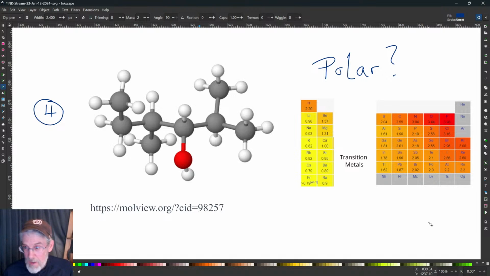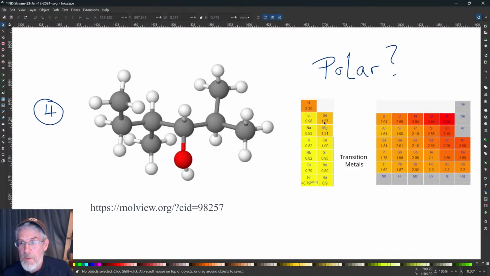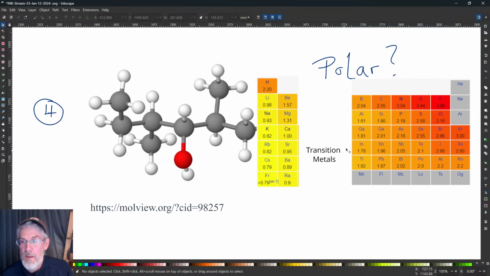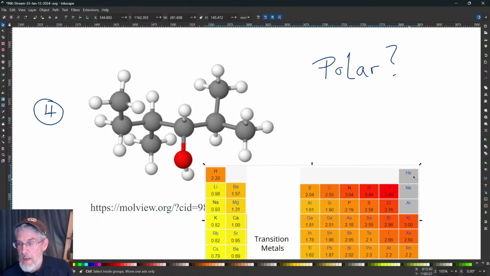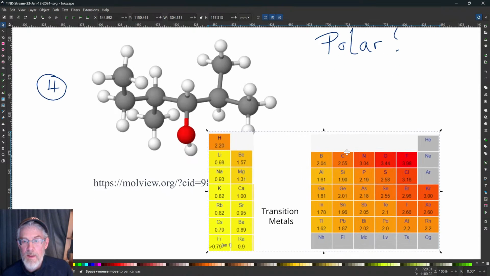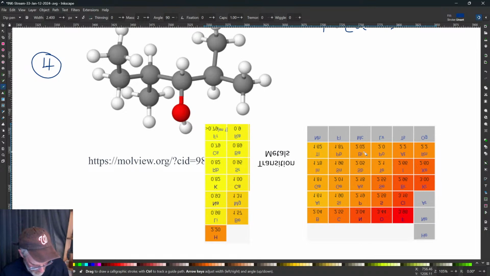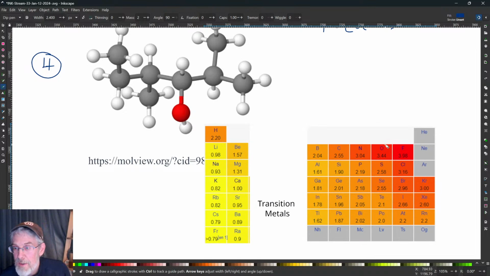And I've given you a little help here. I don't know if you can see it though. Make it a little bit bigger here. Move it down here. Polar or non-polar. Here's your, whoops, I just turned that upside down. Okay. Here's your oxygen, carbon, and hydrogen, and these are our electronegativity values.